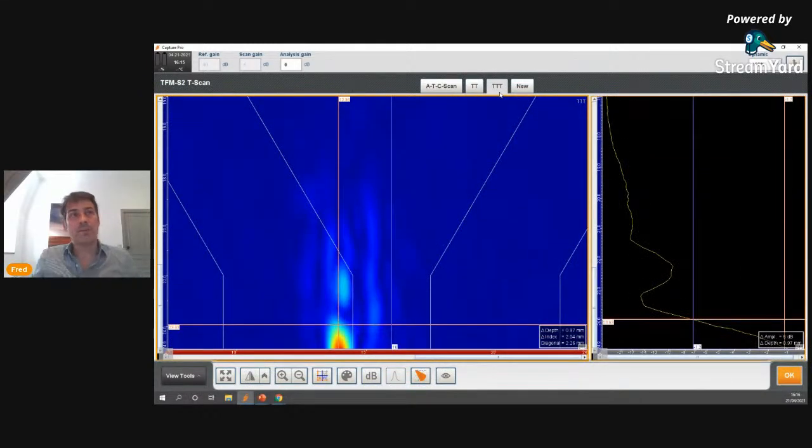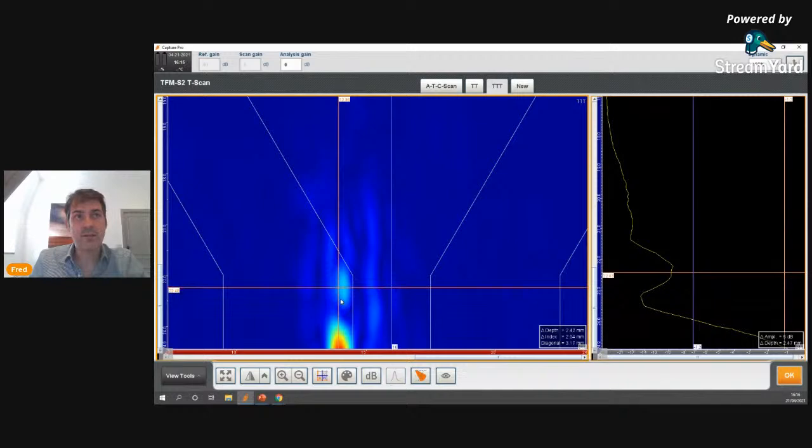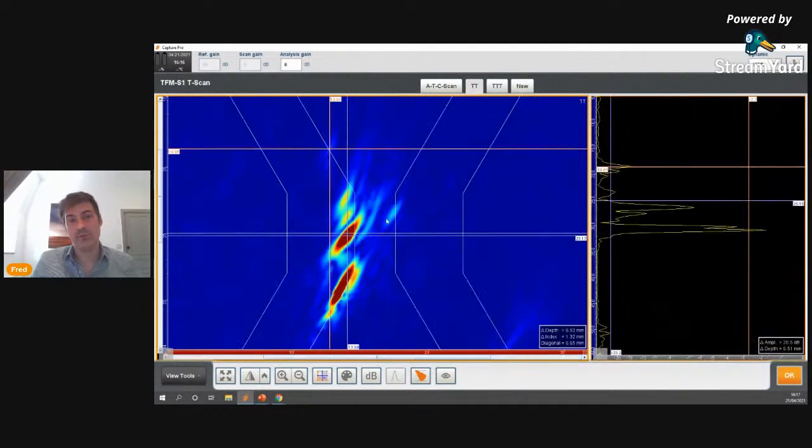The problem here is my 3T mode, due to the face of my defect, is not representing the defect nicely. It's not drawing my defect nicely. And even if I was to use that as the top of the defect, we see that we are still not measuring the height of the defect properly. So really, we have to be careful when using this mode for sizing purposes. The amplitude right here of this echo is about the same as the amplitude of the corner echo.